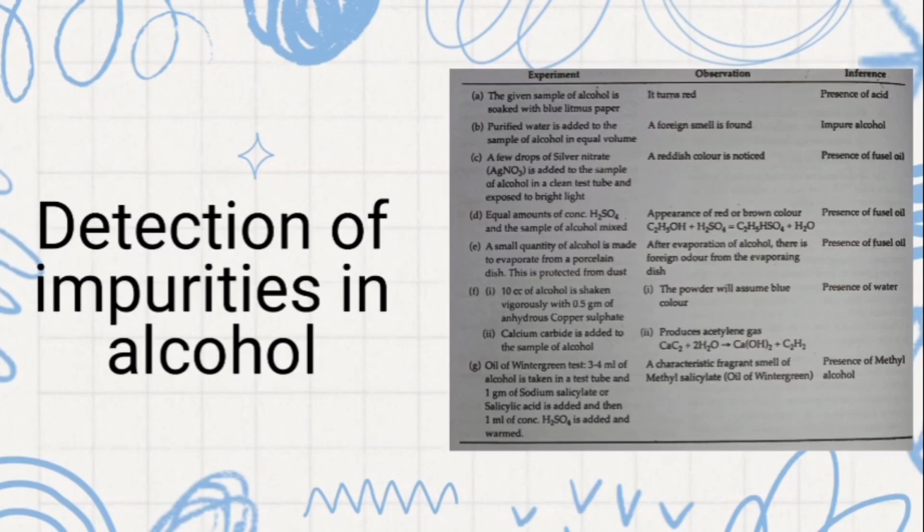Identification of methyl alcohol. The oil of wintergreen test is used, that is, 3 to 4 ml of alcohol is taken in a test tube and 1 gram of sodium salicylate or salicylic acid is added to it, and then 1 ml of concentrated H2SO4 is added and it is warmed. If a characteristic fragrant smell of methyl salicylate is observed, then methyl alcohol is present in the given sample of alcohol.